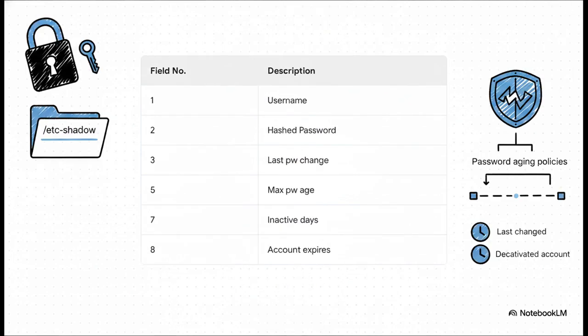And that safer place is /etc/shadow. This file is like Fort Knox. Only the root user can even read it. This is where the real password lives, but it's encrypted or hashed, so it's just a long string of gibberish. This file also tracks all the password rules, like when it needs to be changed and when the account might expire. This separation of files is a huge part of what makes Linux secure.